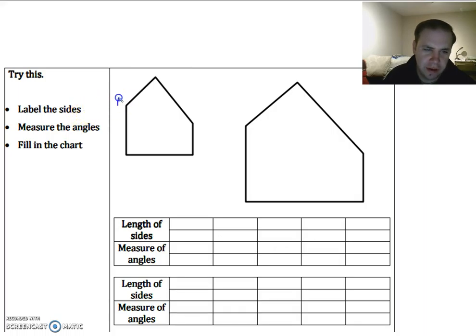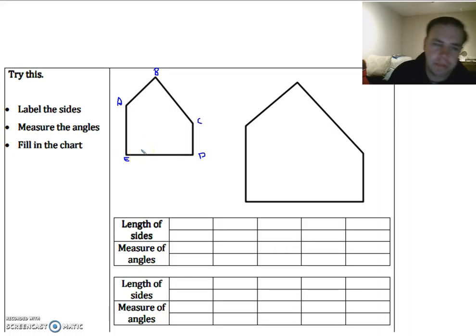So we can just start off A, B. You're going to try and be sequential. You're going to label them at the vertices. If you don't know what the vertices are, these are when the two lines meet. This is like the corners. A, B, C, D, E.